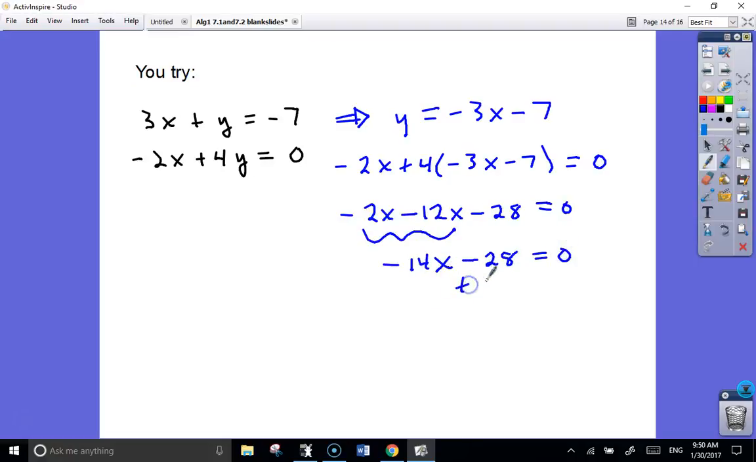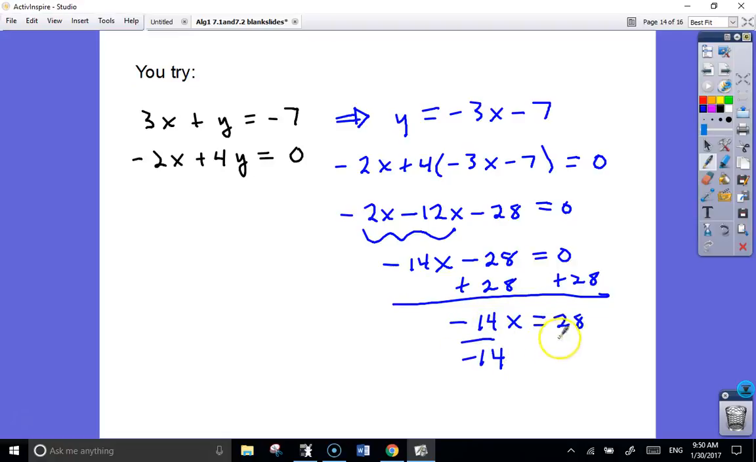Add 28. Negative 14x equals positive 28. Divide by negative 14. So x equals negative 2.